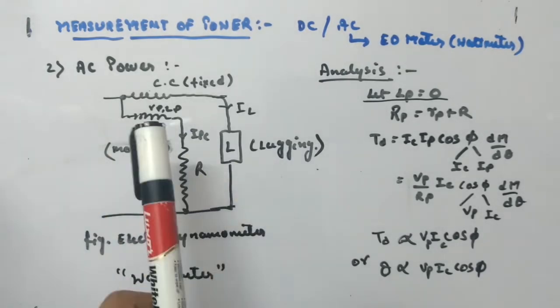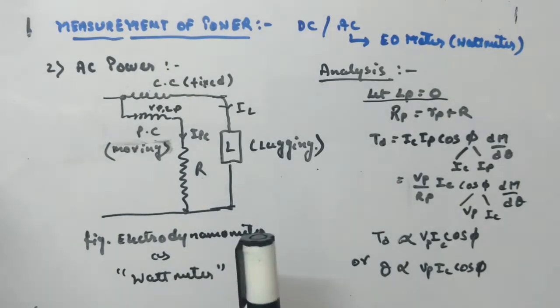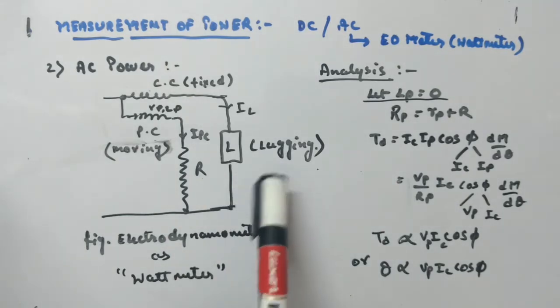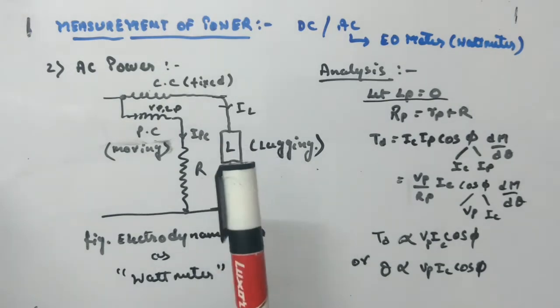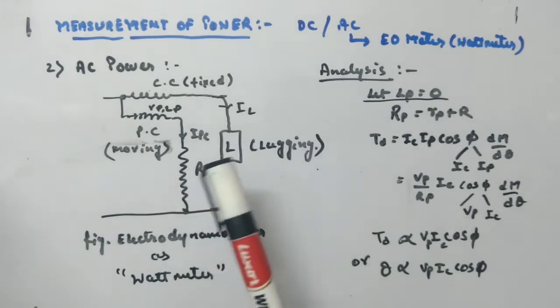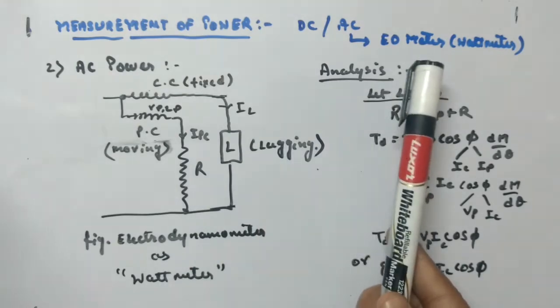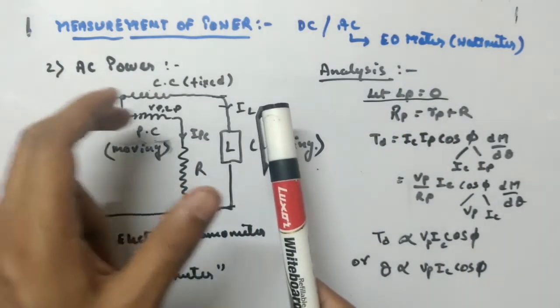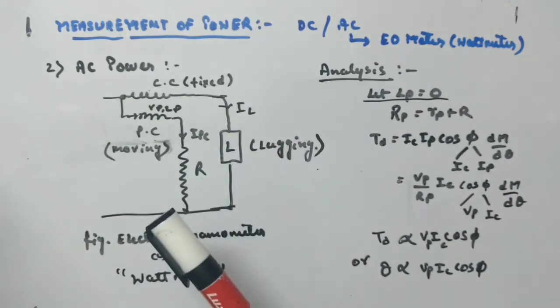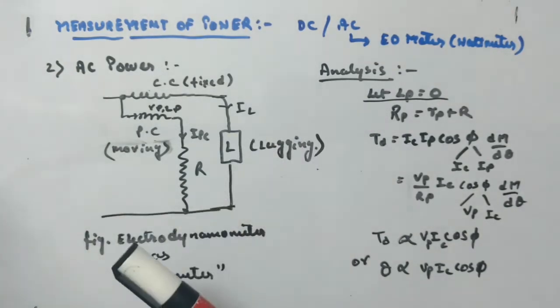Now we can't use a voltmeter and ammeter here because we need the phase between the voltage across this and the current. That is the reason we can't use a voltmeter and ammeter, and why we have to go for the electrodynamometer type. So we measure the voltage and the current across this load, and that will be our wattmeter reading.